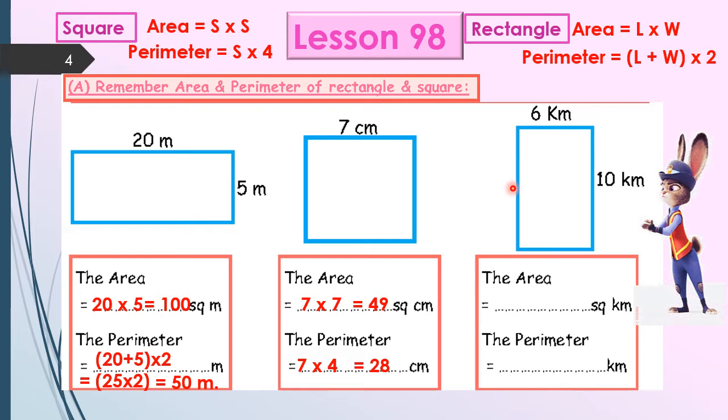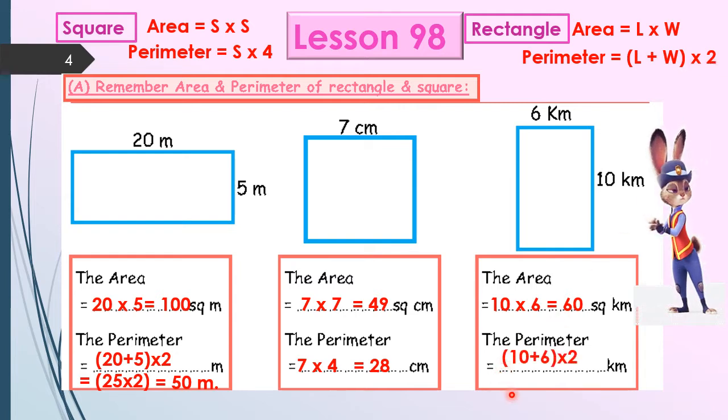Let's check our exercise here. This shape is a rectangle. We have length of 10 kilometers and width of 6 kilometers. Our area will be length by width. It will be 6 by 10 or 10 by 6 equals 60 square kilometers. And our perimeter will be length plus width by 2. It will be 6 plus 10 by 2, which is 16 by 2. Using your distributive property, it will be 32 kilometers. Good job.